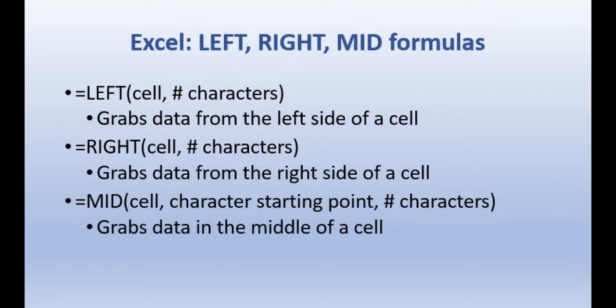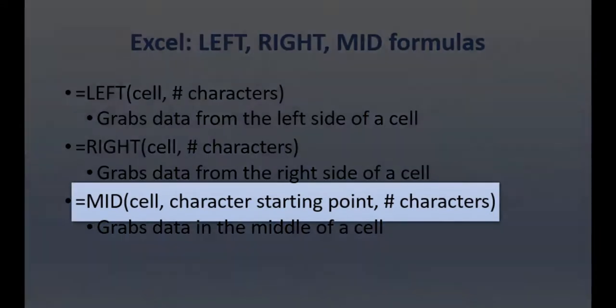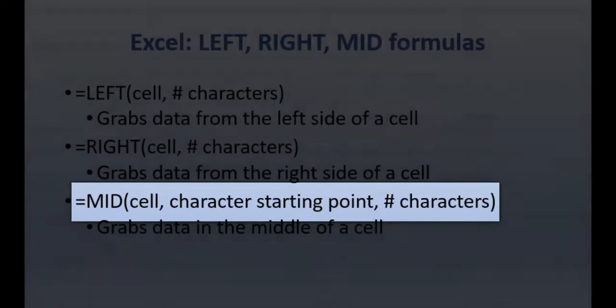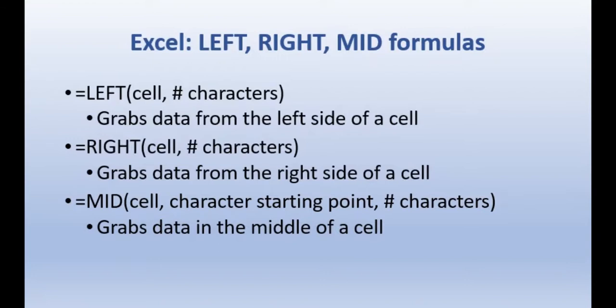And mid, a little bit more complicated. This is equal mid, M-I-D, open parentheses, the cell that you want, and then the starting character in that cell. So count over to the place that you want, comma, the number of characters, close it. So equal mid, open parentheses, cell, comma, character starting point, comma, number of characters. And this is great, obviously, for grabbing the day of a date, and you can separate it out that way.